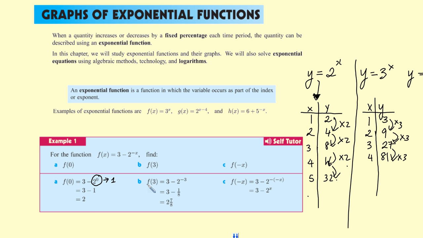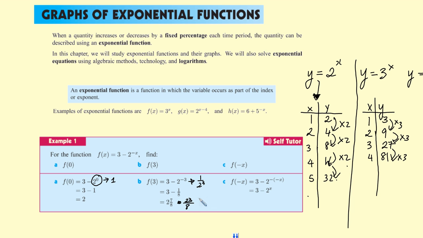Now if I were to place in f of 3, that would become 3 minus 2 to the power of negative 3, and 2 to the negative 3 is like saying 1 over 2 cubed, which is 1 over 8. So it's 3 minus 1/8, which becomes 2 and 7/8, which is the same thing as 23 over 8, or 2 and 7/8.